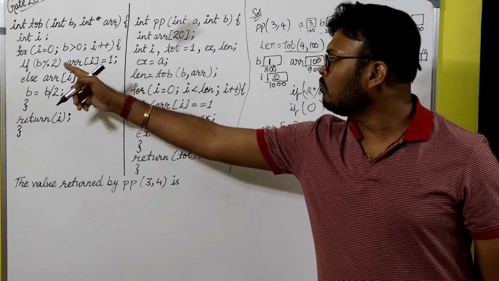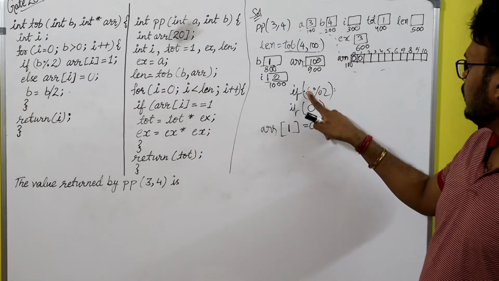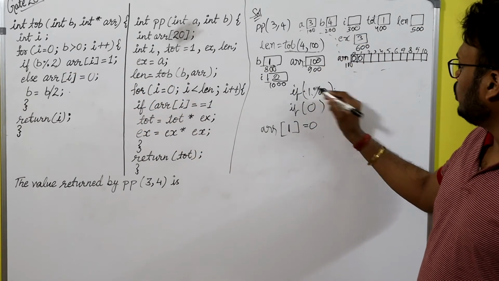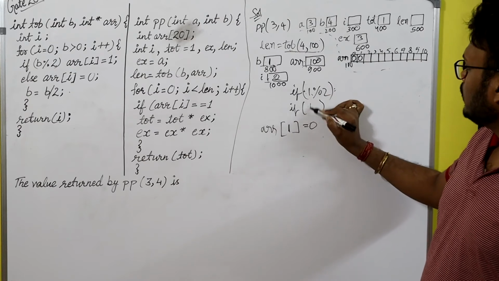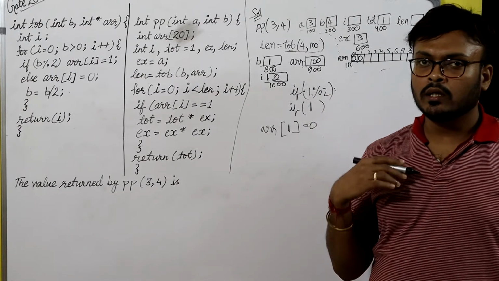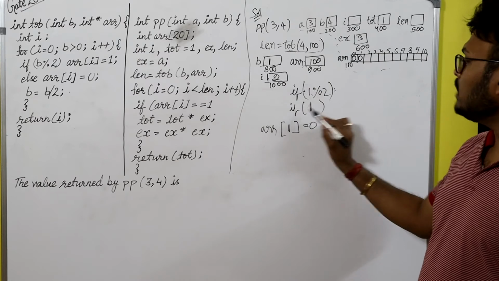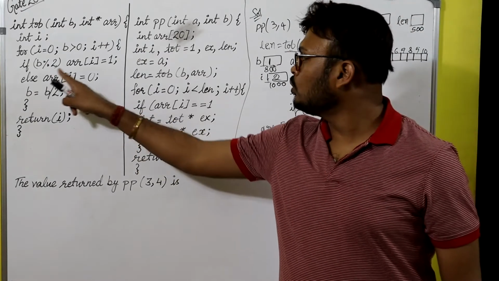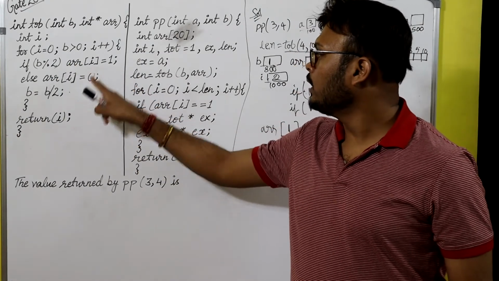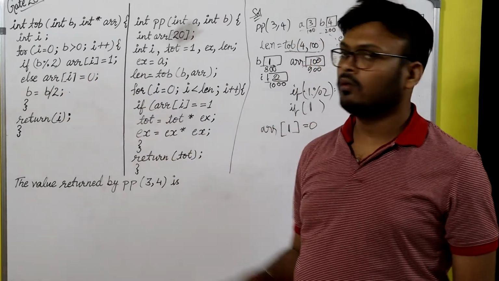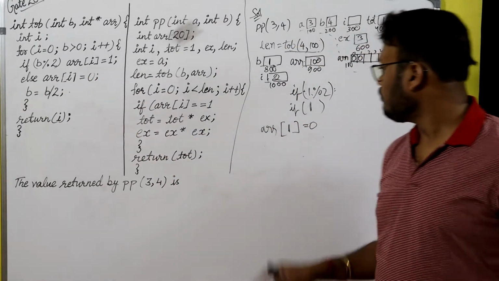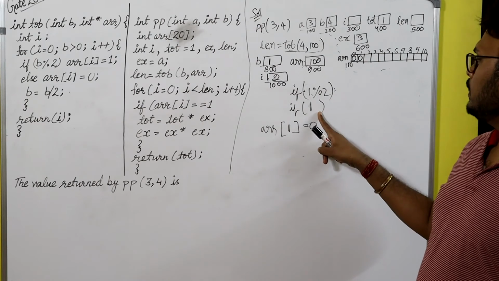So if 1 mod 2 is 1, it means what? If 1, it means the condition is true. Since this condition is true, this line will be executed. Okay, so we will not go to the else part.